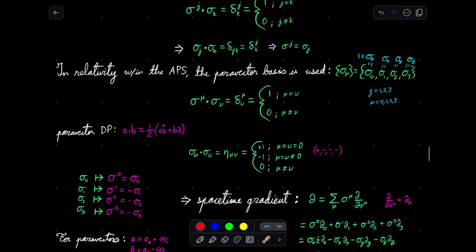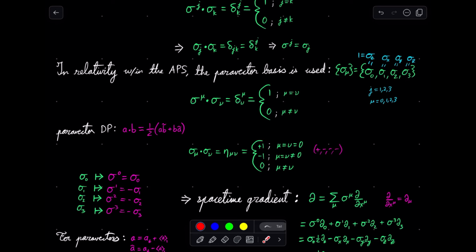So we know that this isn't the same thing as the standard dot product, because if we take the paravector dot product between the standard basis and the standard basis, we get the Minkowski metric, which is different from the Kronecker delta, because we actually get a plus sign if both indices are 0. We get a negative sign otherwise, and we get a 0 if they are not the same.